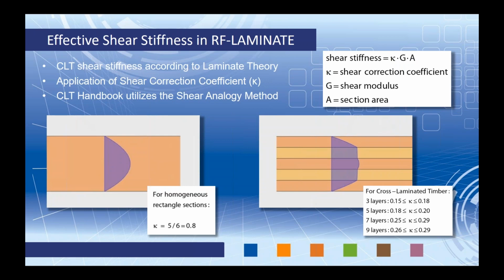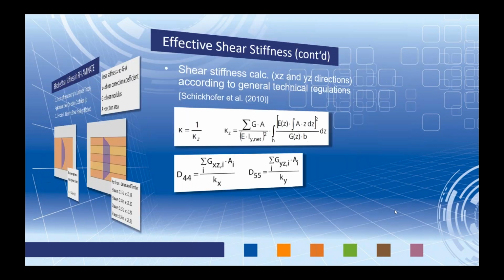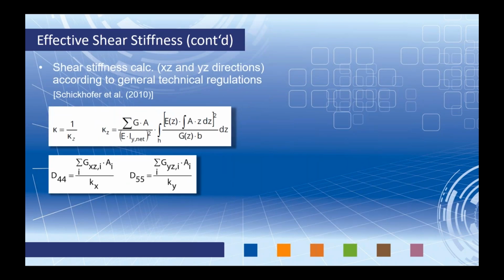But the question is, okay, well, if I have 5 layers, like my example today, what exactly do I set this factor to within this range? Either the low end, the high end. What happens if I have 11 layers? What do I use then? So we will actually take you to the next slide to show you how these shear stiffness calculations in the XZ and YZ directions are calculated according to general technical regulations.